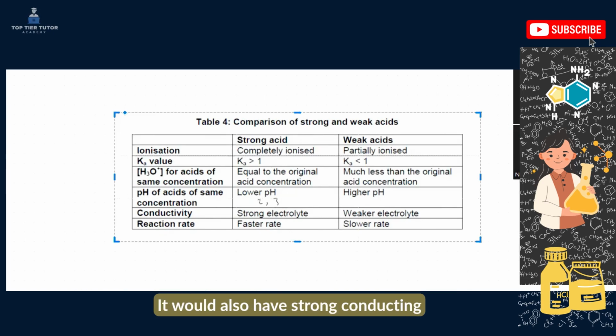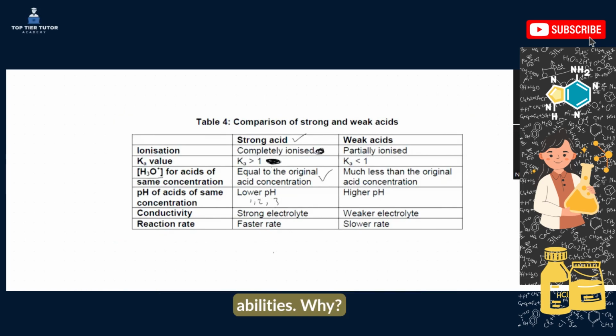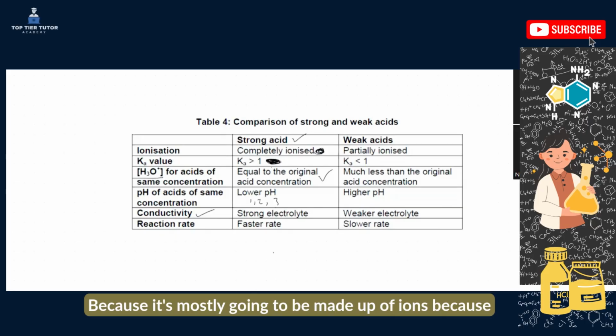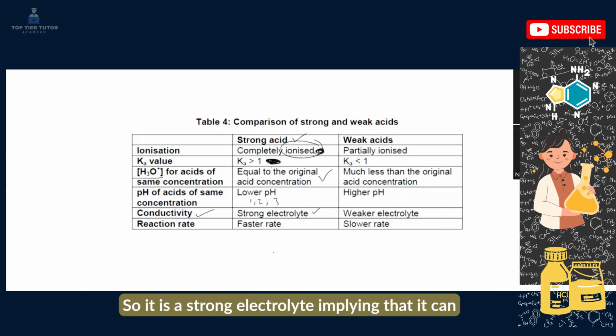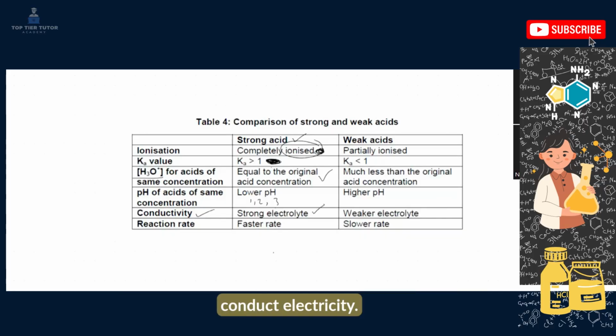It would also have strong conducting abilities. Why? Because it's mostly going to be made up of ions, because it's ionized. So it is a strong electrolyte, implying that it can conduct electricity. When it comes to the rate of reaction, a strong acid would react faster than a weak acid.